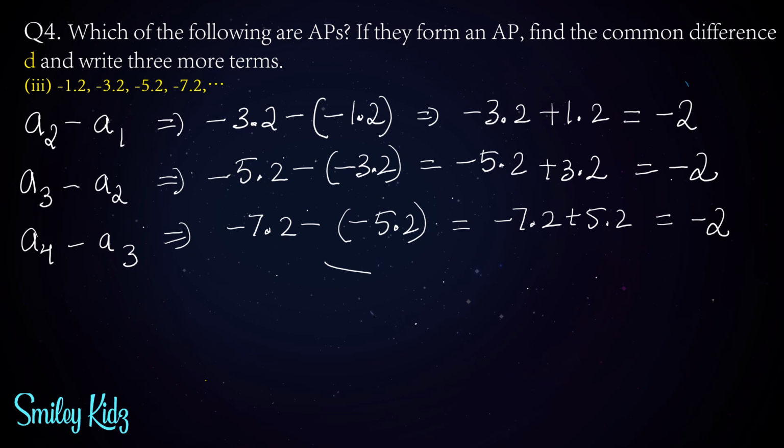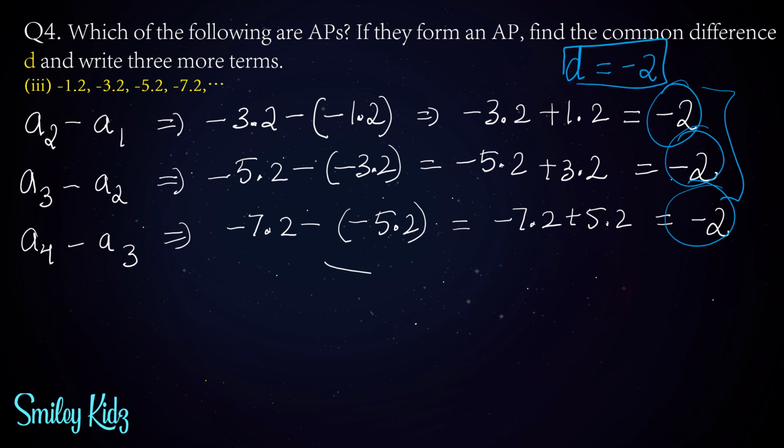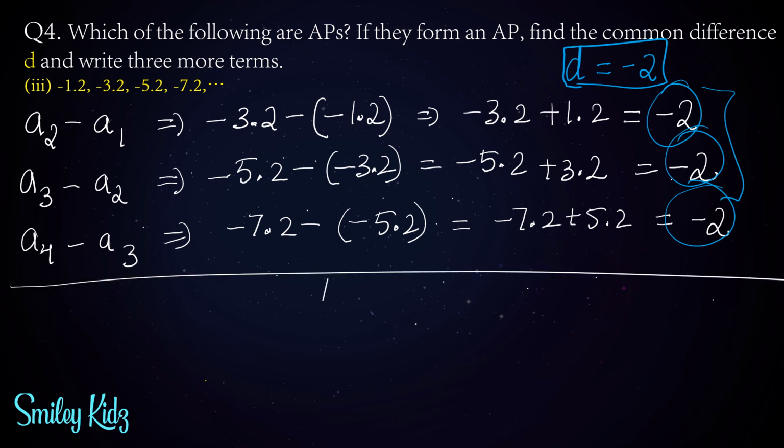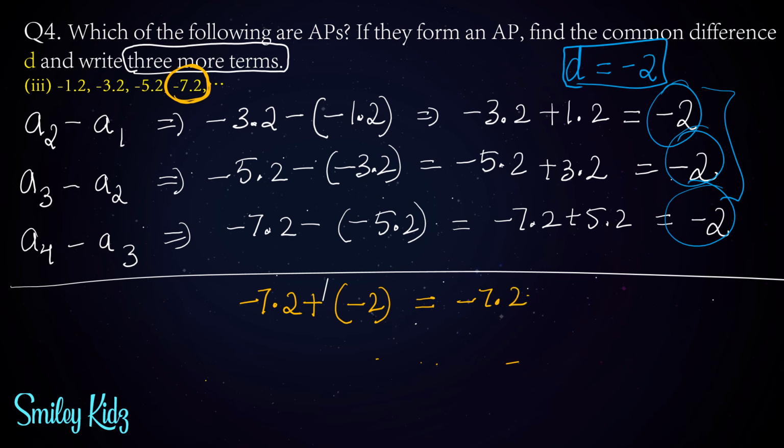Now have a look at the differences. You find them common, isn't it? So D here is equal to minus 2. Now we know that the given list of numbers or the given sequence is an AP. Then we're going to find out the next 3 terms as well. We're going to just add minus 2 to the last number obtained, that is minus 7.2. So minus 7.2 plus of minus 2 will give you the next number, which is minus 7.2 minus 2, which is equal to minus 9.2.